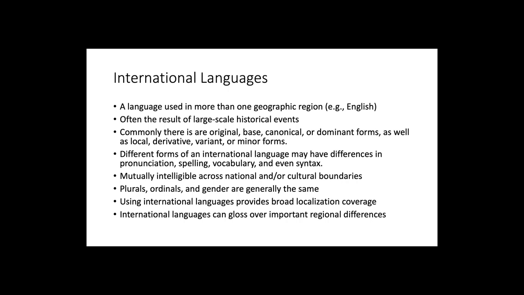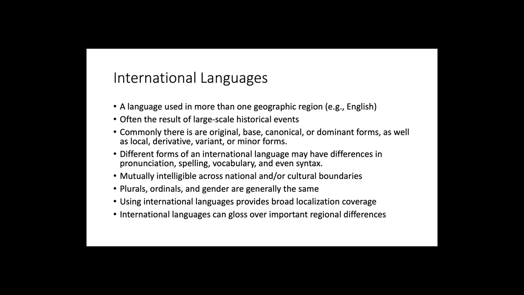International languages are typically the result of some kind of large-scale movement in human history. For example, something like colonialism, empire, emigration, or diaspora. Because of this, international languages often have original, base, canonical, or dominant versions, as well as secondary, derivative, local, or minor versions.